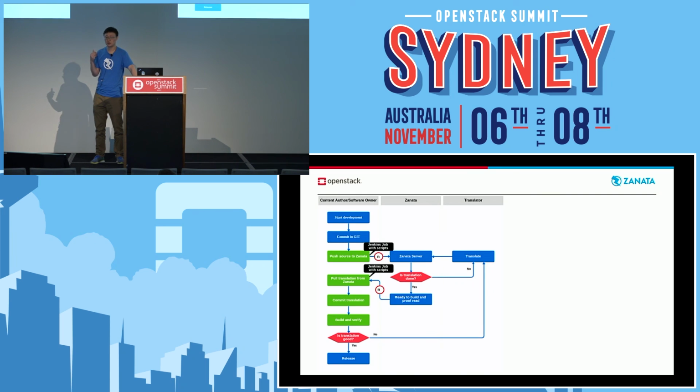With the Jenkins job and the script, with all that set up, if you look back at the previous workflow page, you can see all the green boxes can be automated. So that should just be a one-off setup. Once you set it up, as a software owner or content author, you don't need to worry about any of the translation stuff. All you care about is that you continue with your development, you commit your file into Git, and that's it. Jenkins takes care of it from there.